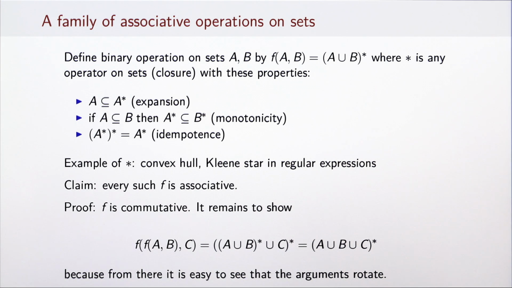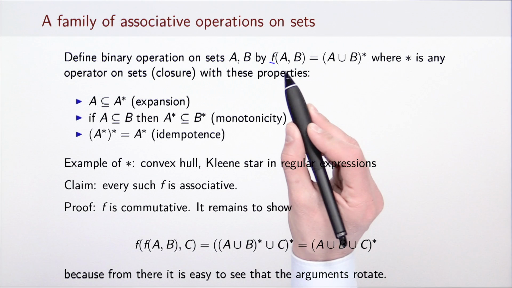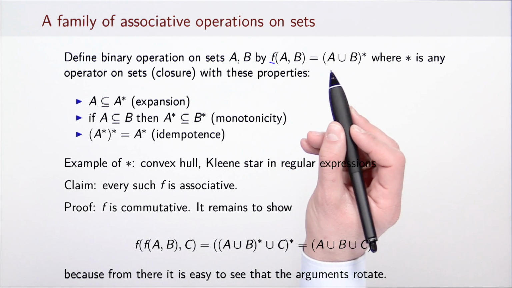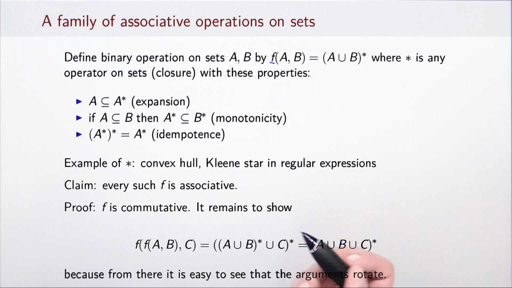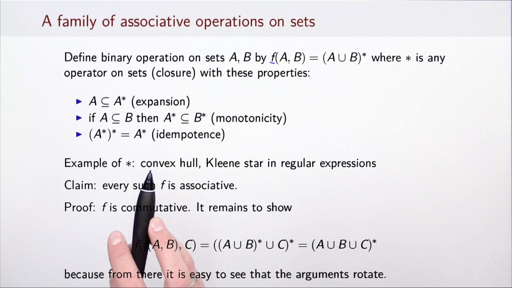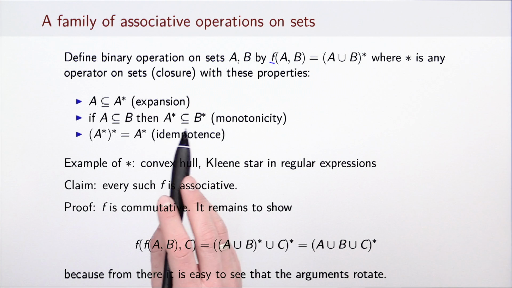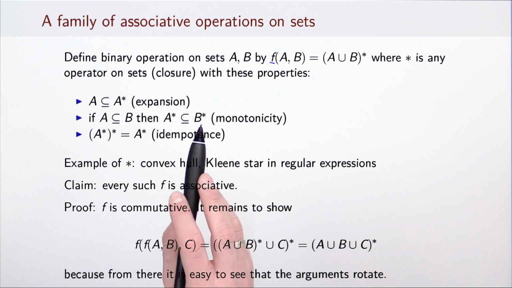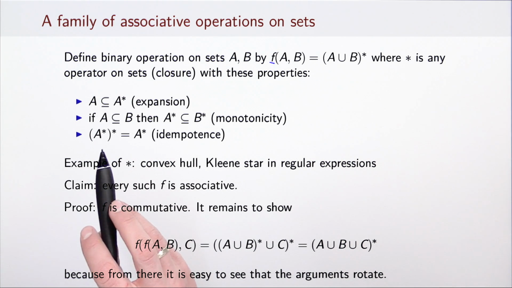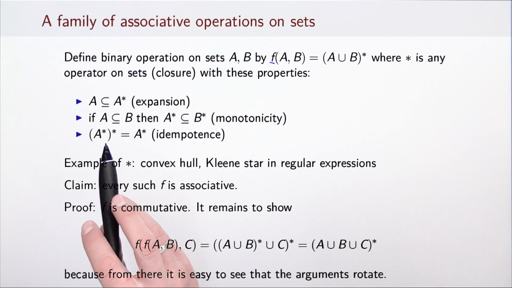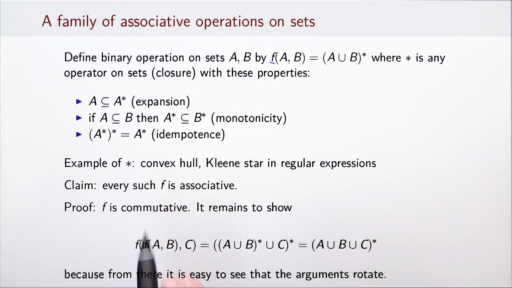Let's now look at a family of operations that are defined using a closure operator. We'll look at operation F defined on sets such that F of A, B is equal to A union B, to which we apply a closure operator. By a closure operator, we mean an operator that creates a bigger set and is monotonic. So if A is a subset of B, then A star is a subset of B star, and that makes the set in some sense as big as it can be, so that applying the closure operator twice is the same as applying it once. We'll call the last property idempotence.